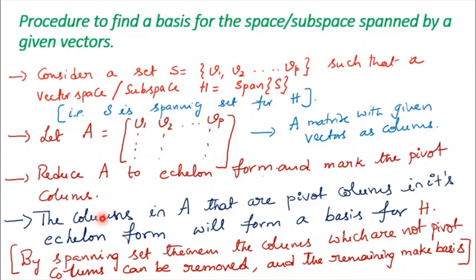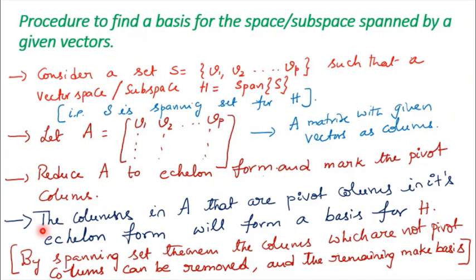If you mark the pivot columns, you may have some columns as pivot columns and some columns not pivot columns. A column which is not a pivot column means that column represents a vector which is a linear combination of other vectors, right? A column which is a pivot column means it is an independent column. It is not a combination of any other vector. But a column which is not a pivot column is a linear combination of other columns.